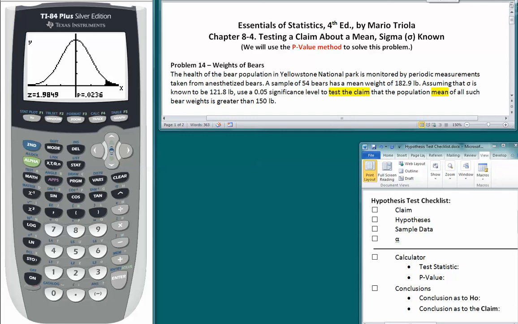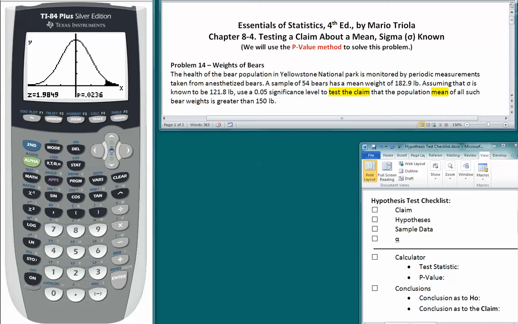We're going to do a hypothesis test for a mean. There's really three major kinds of hypothesis tests we can do. We can do hypothesis tests for proportions, we can do hypothesis tests for means, and we can do hypothesis tests for standard deviation. But right now we're going to do a hypothesis test for a mean.